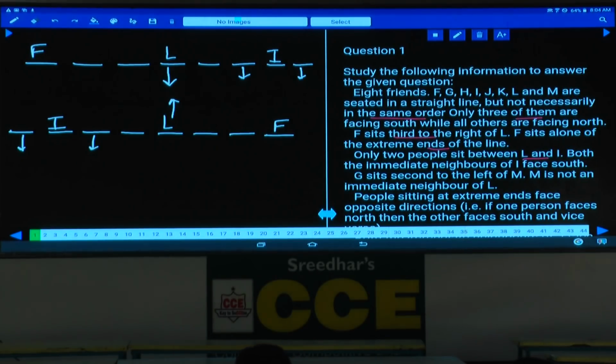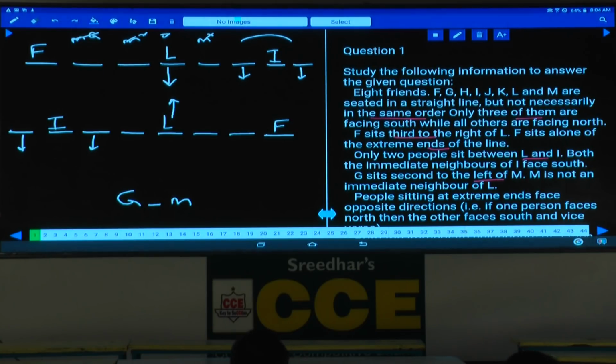Then G sits second to the left of M. G is seated second to the left of whom? G is seated second to the left of M. M is not an immediate neighbor of L. As M is not an immediate neighbor of L, M cannot be here and M cannot be here. Now tell me whether M or G can be at this place, at the second place. No. Why? If M or G is at this place, then in the next place, L and the other person must be here, because between these 2, there must be exactly 1 person. Hence, M and G cannot be here. Hence, what are the possibilities here? G and M must be in these 2 places only.